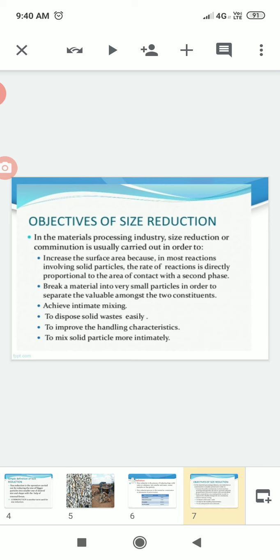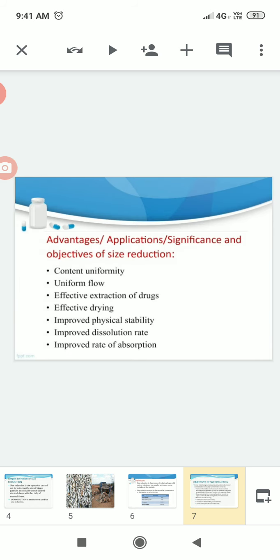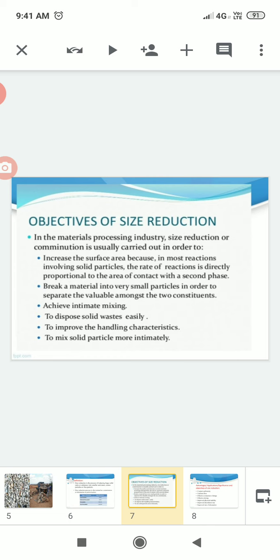Okay? And to break a material into very small particles, as we have seen in the diagram, in order to separate the valuable amongst the two constituents. Okay? And another objective: it achieves intimate mixing and helps dispose of solid waste easily. This is also an objective. And one more, to improve the handling characteristics and to mix solid particles more intimately. Okay, these all are the objectives of size reduction.